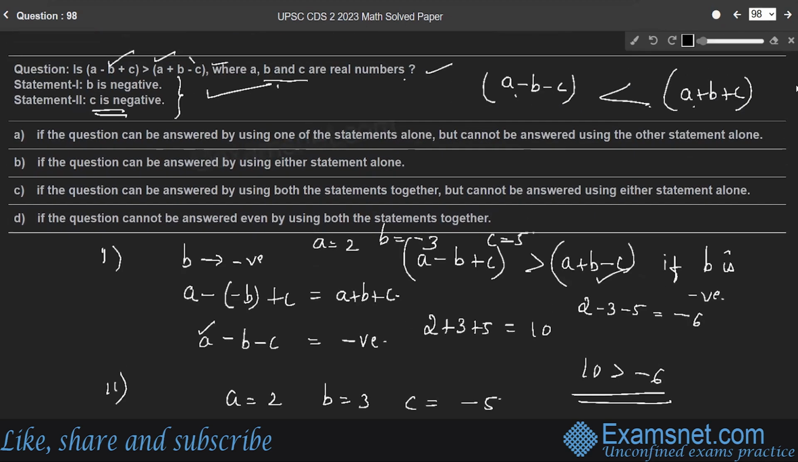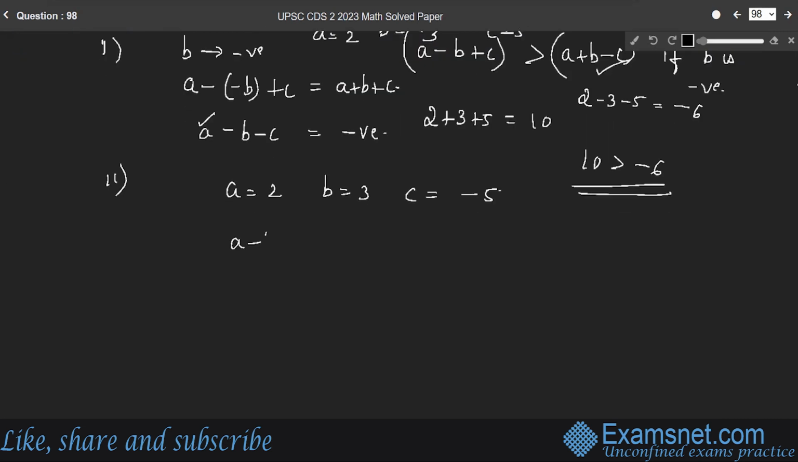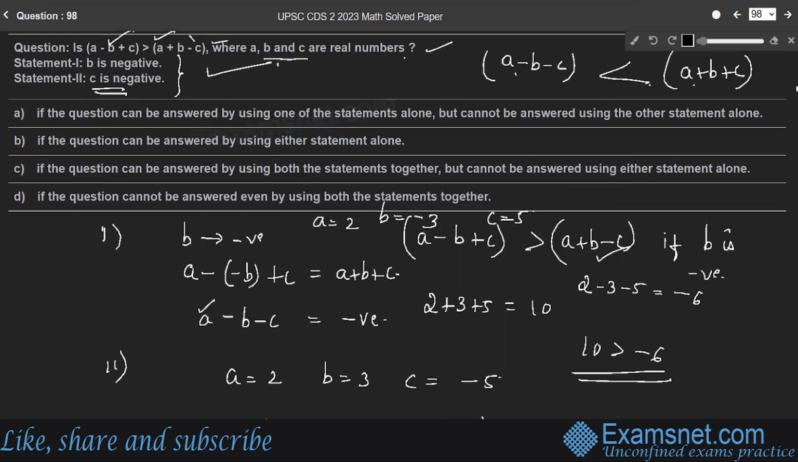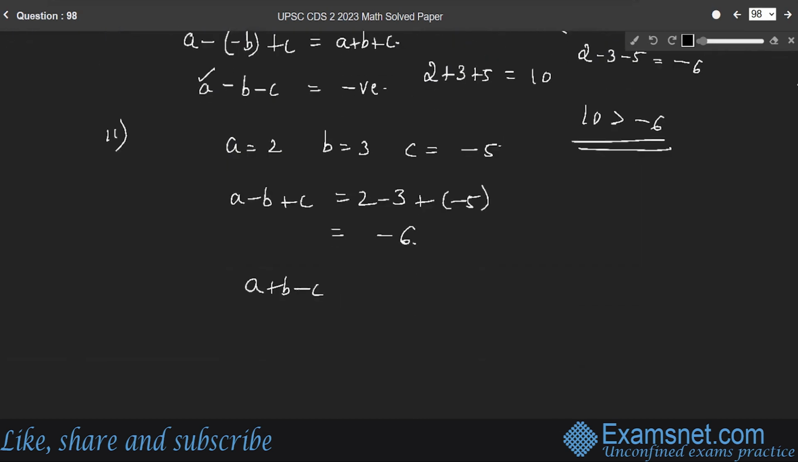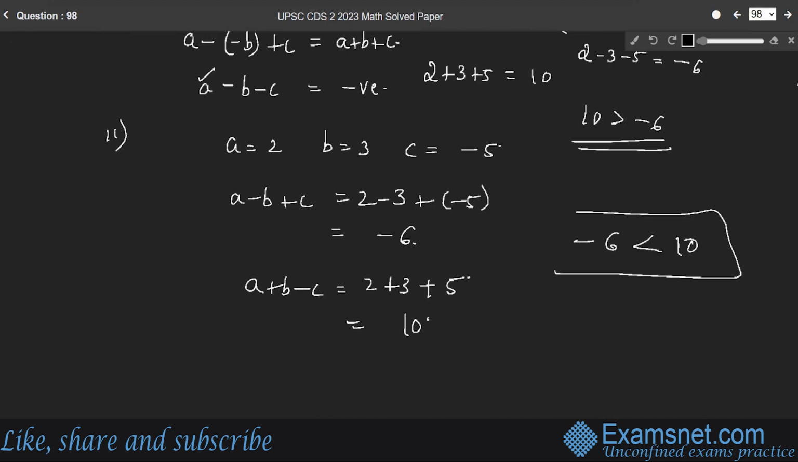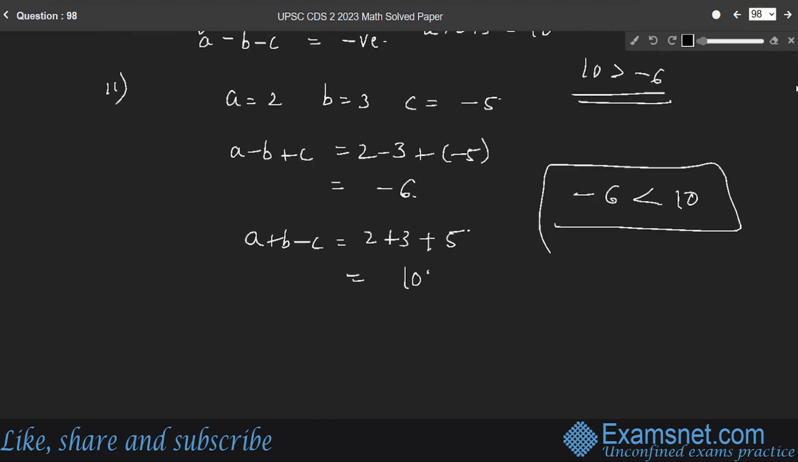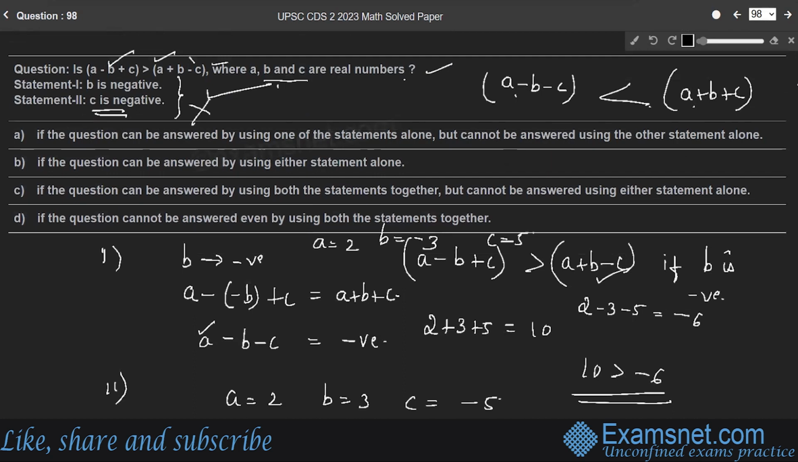The first relation, A minus B plus C, becomes 2 minus 3 plus minus 5. Since C is negative, minus 3 minus 5, minus 1 minus 5 is minus 6. Whereas the other side, A plus B minus C, becomes 2 plus 3, minus of minus becomes plus 5. Therefore, it is 10. So this minus 6 is less than 10. According to the given factor, the first expression should be greater than the second one. Therefore, we cannot prove the given factor by taking the second statement.